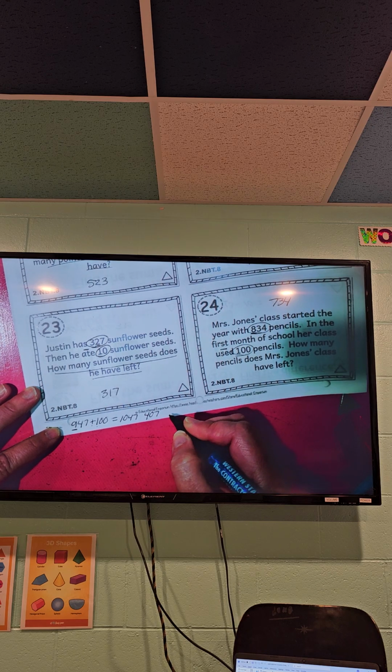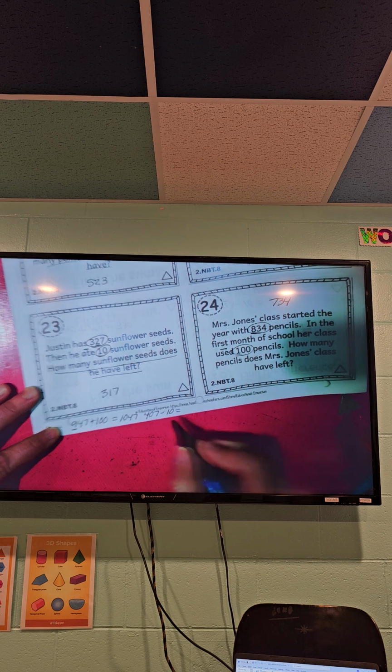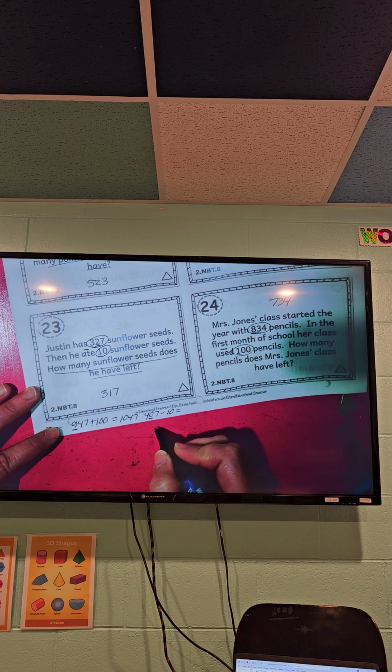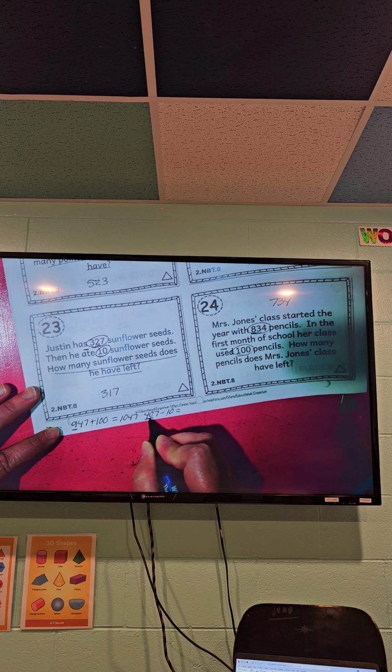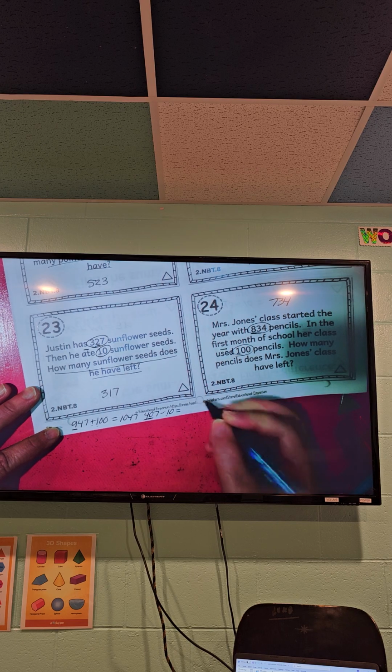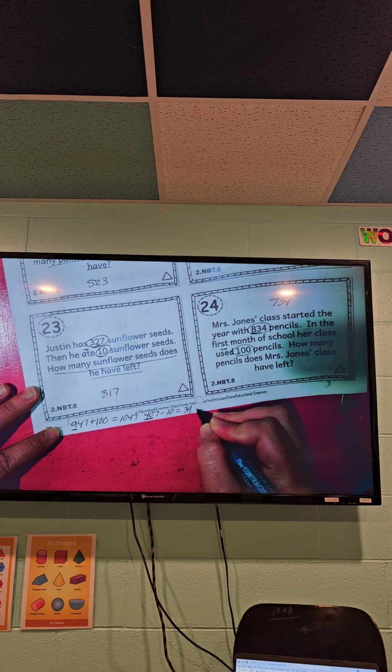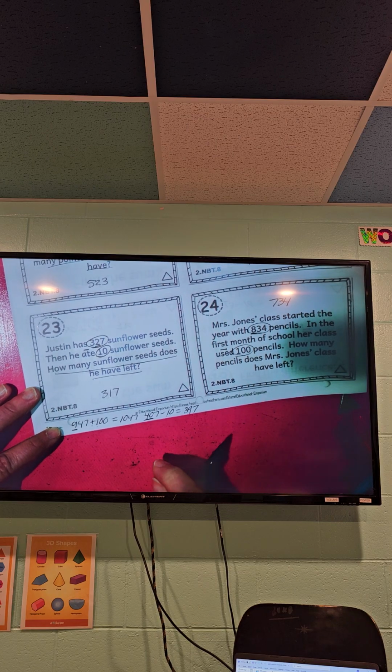407 minus 10. Look at the tens place. And it's a 0. We cannot take 1 away from 0. We can't take anything away from 0 because it's nothing. So we have to look at it as 40. So 40 decreases by 1. So you get 39, and then you add the 7.